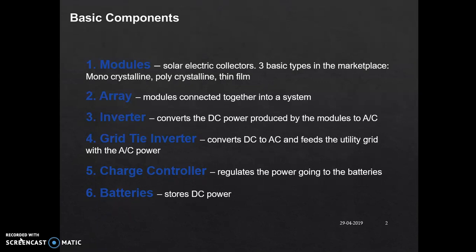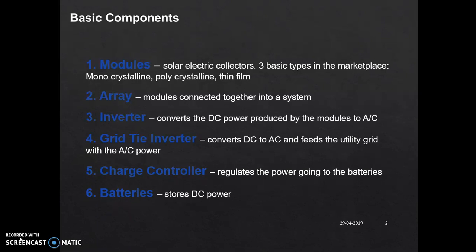Before we talk about connection of solar power plant to the grid, let's discuss some basic components which are used in a solar power plant. Number one is a module. Modules are nothing but solar electric collectors. There are three types available in the market: monocrystalline, polycrystalline, and thin film.